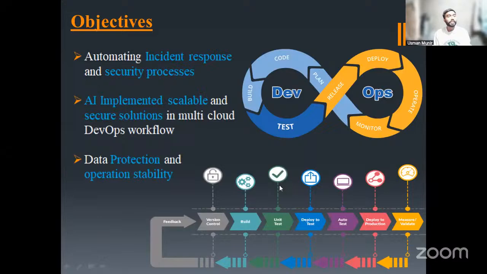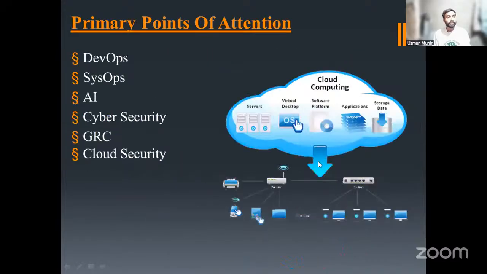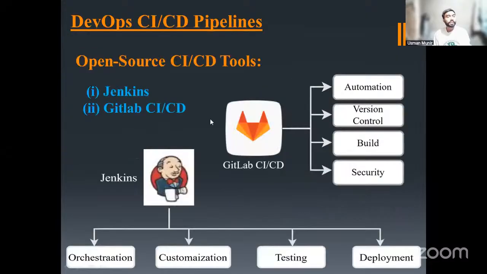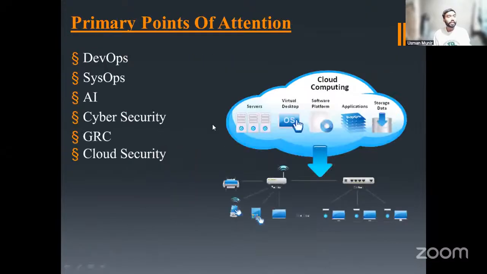The objectives are automating incident response and security processes, implementing AI for scalable and secure solutions in the multi-cloud DevOps workflow, and data protection and operational stability. Here is how DevOps and its processes work. The primary points of attention are DevOps, SysOps, artificial intelligence, cybersecurity, governance, risk and compliance, and cloud security.